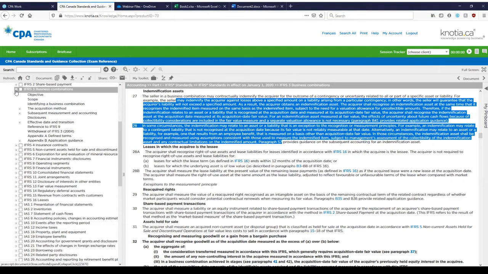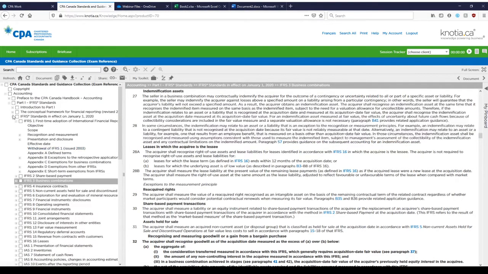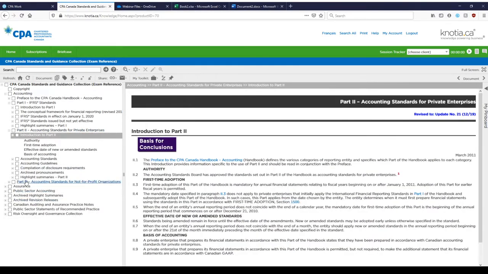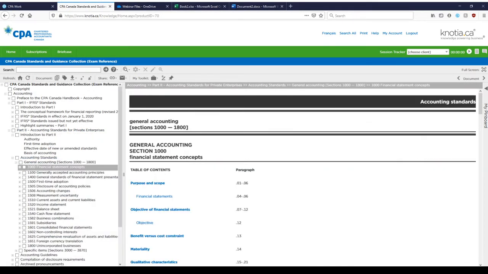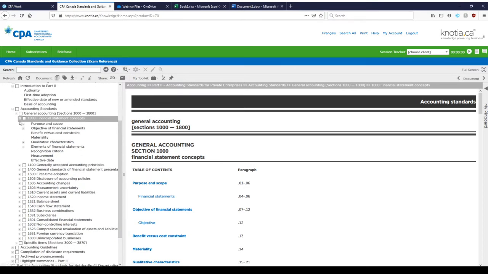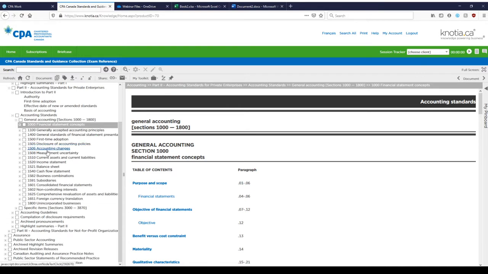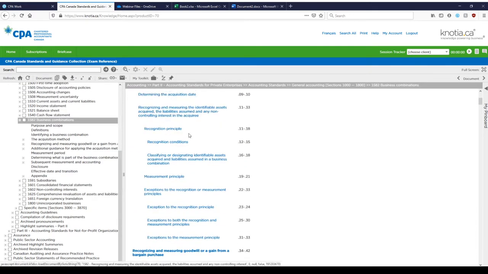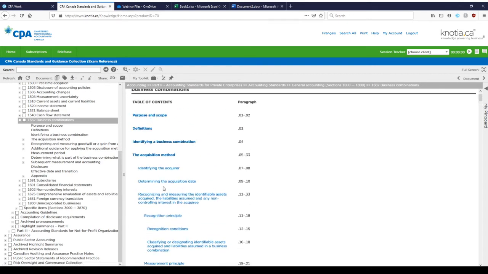Okay, so this is sort of the main section. We're going to talk about IFRS 3 and 1582. So if you see the handbook as I'm navigating through it, so the accounting standards, and as you can see, 1582, going back to the ASPE sections, it's usually segregated by the bigger picture areas of the financial statements than the specific areas like revenue or inventory. So you can see 1582 is the business combination section, and it's relatively the same thing. And you see how the formatting that they have here, identifying a business combination, acquisition method.